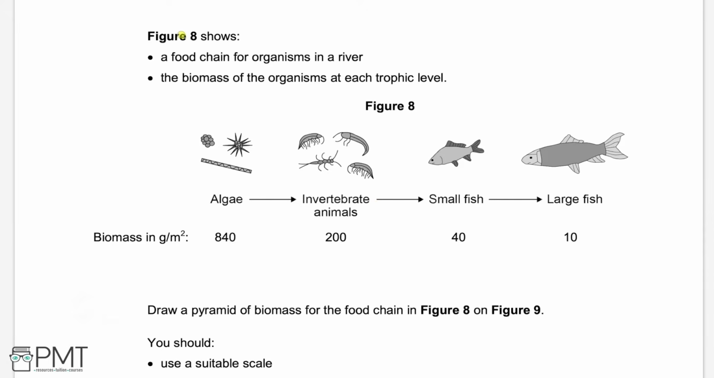Figure 8 shows a food chain for organisms in a river and the biomass of the organisms at each trophic level. We can see the biomass is given in grams per meter squared. The food chain includes a producer, the algae, a primary consumer, the invertebrate animals, a secondary consumer, small fish, and finally a tertiary consumer, large fish.